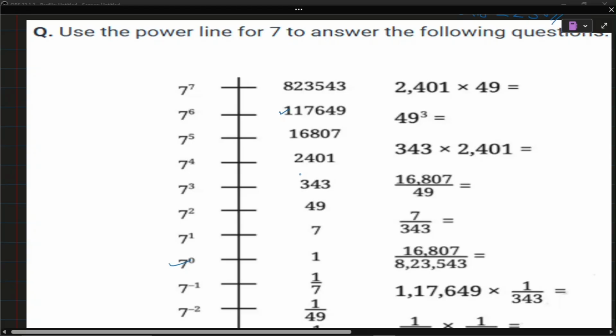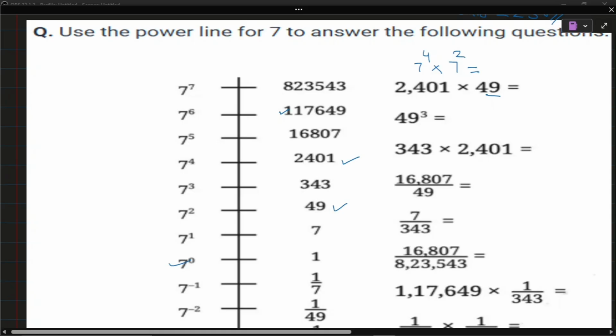By looking at this line, we have to give the answer here. 2401 multiplied by 49 is the question. No need to multiply directly. You have to find the answer from this power line. 2401 is here, and the corresponding exponential value is 7 raised to 4. So you can write here 7 raised to 4, then multiplied by 49. 49 is 7 squared. So here you can write 7 squared.